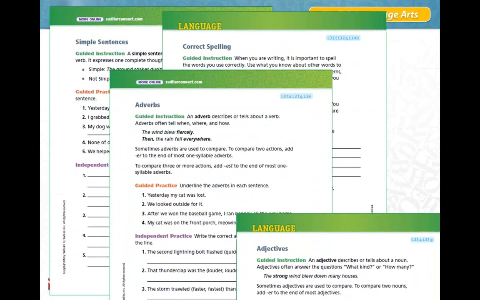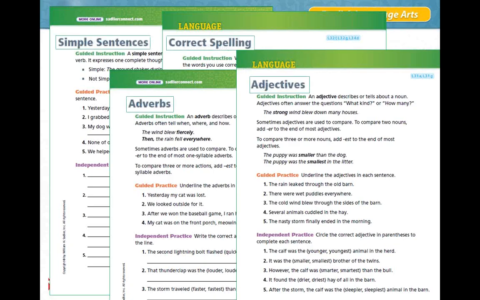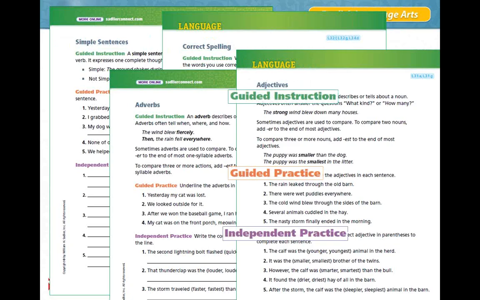After the flow of introducing the opinion piece, we do have language skill pages. And as I said, these will address the conventions of standard English. They follow the gradual release of responsibility model of guided instruction, guided practice, and independent practice. So the students are familiar with this. And it also gives the teacher a good idea of how well the students do understand these parts of speech or these conventions of English.